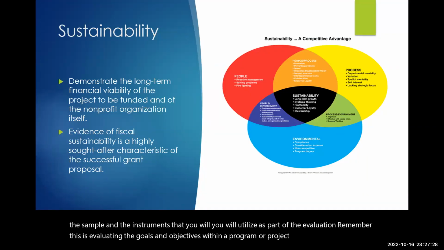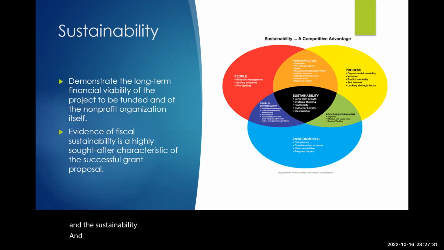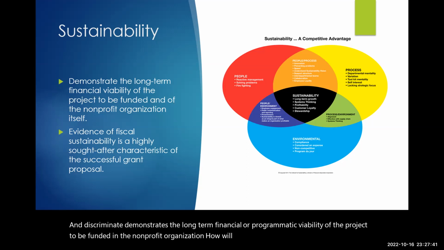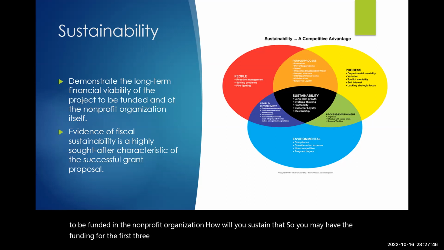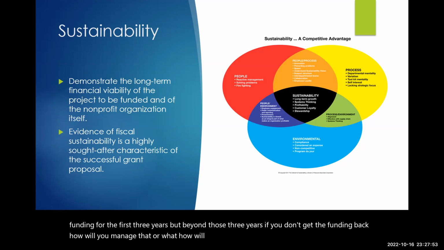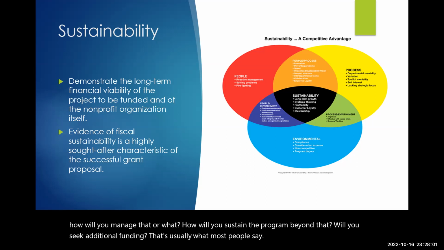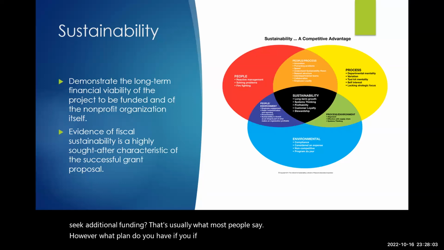And the sustainability demonstrates the long-term financial or programmatic viability of the project to be funded in the nonprofit organization. How will you sustain that? So you may have the funding for the first 3 years, but beyond those 3 years, if you don't get the funding back, how will you manage that? Or how will you sustain the program beyond that? Will you seek additional funding? That's usually what most people say. However, what plan do you have if that funding doesn't come? So what other plans do you have?